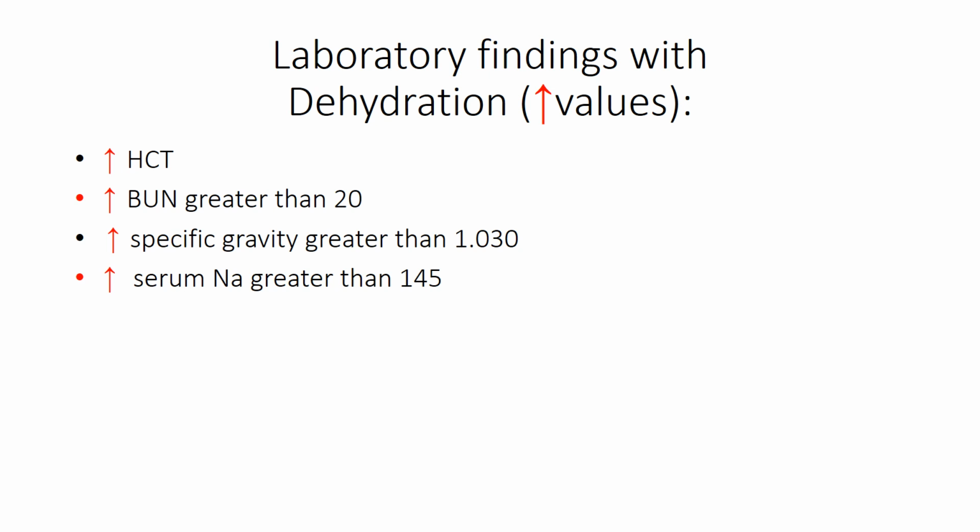Increase in your serum sodium level greater than 145. We're going to have water loss from fever, respiratory infection, and watery diarrheas can cause this. So the sodium levels will go high, and that makes us what? Hypernatremic.